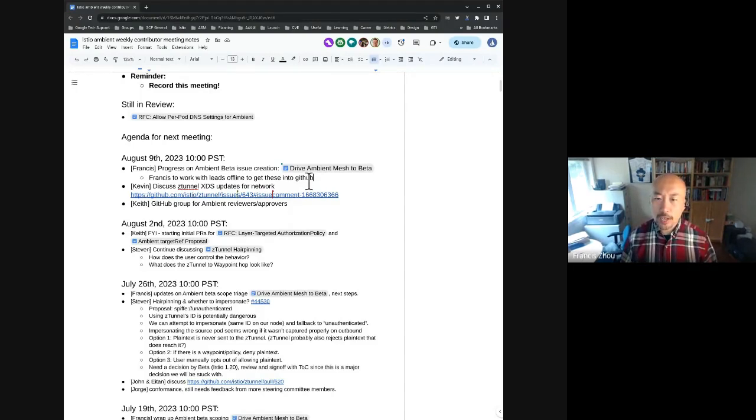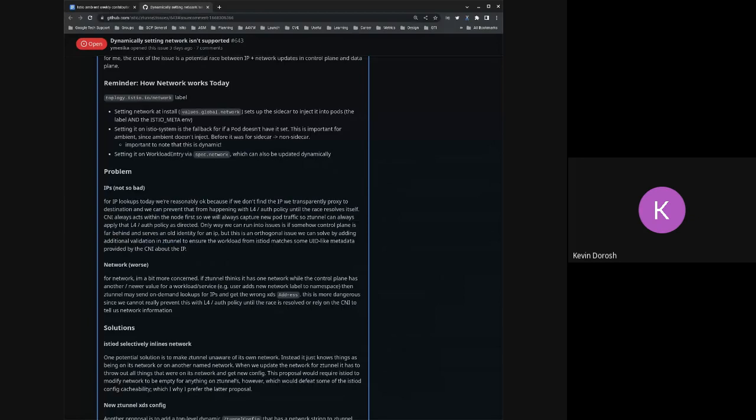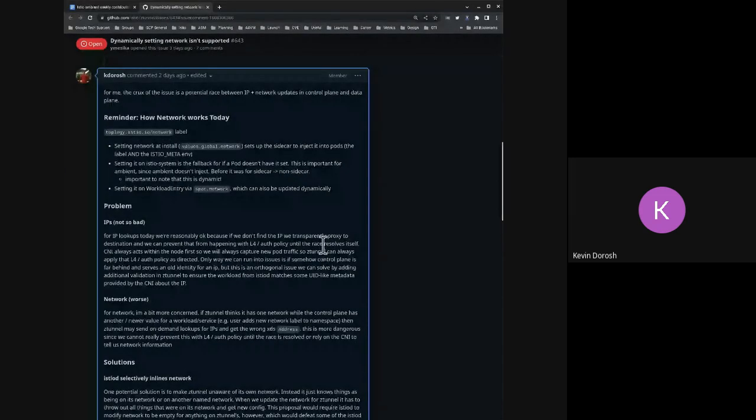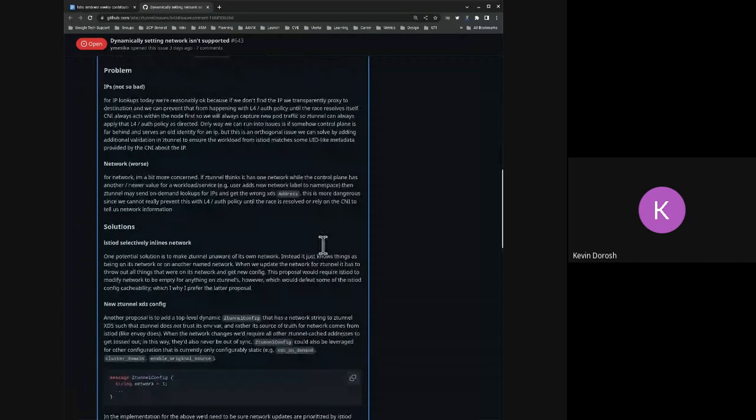Next item is Kevin. Yeah, sure. If you can pull that up, I can walk through the discussion here. It's related to ambient, because I want to propose some ztunnel changes to the workload discovery service. I think that's the kind of thing we'd like to get done while we're still in alpha. This is a summary of what I see as the problem and some potential solutions. There's a lot of text here.